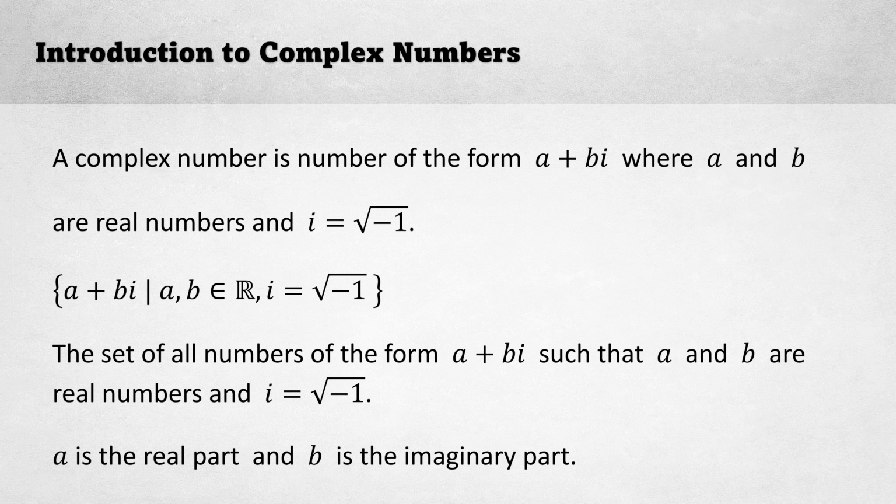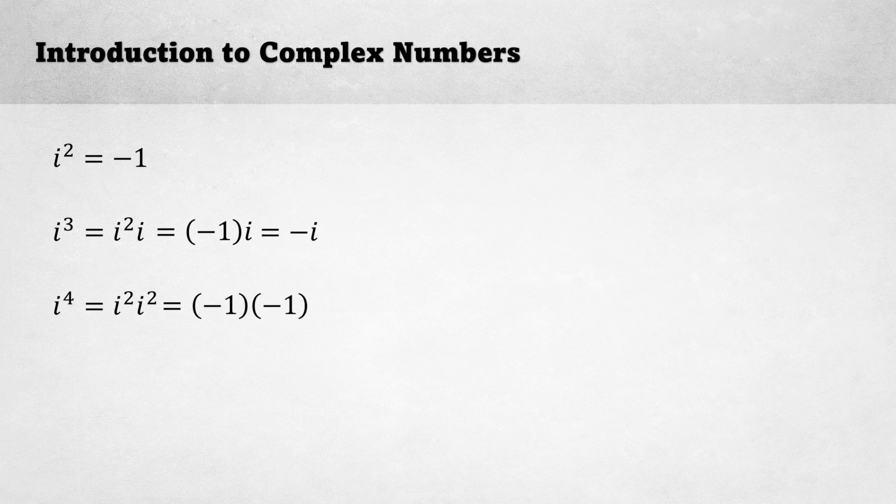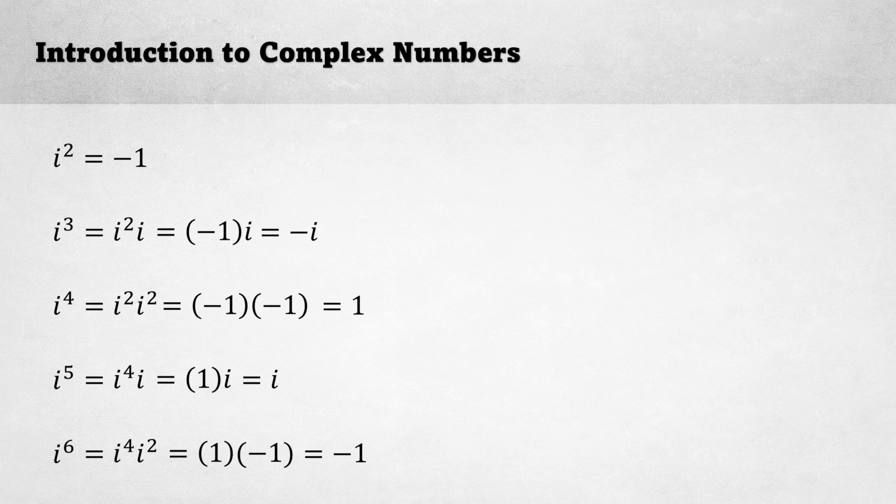Now, if i squared equals -1, then what is i cubed? We can express i cubed as i squared times i. We know that i squared equals -1, so -1 times i simplifies to -i. We can use the same technique to simplify i to the fourth, where i to the fourth can be expressed as the product of i squareds, that is -1 times -1, and simplified to just 1. Similarly, i to the fifth can be simplified to i, and i to the sixth can be simplified to -1.